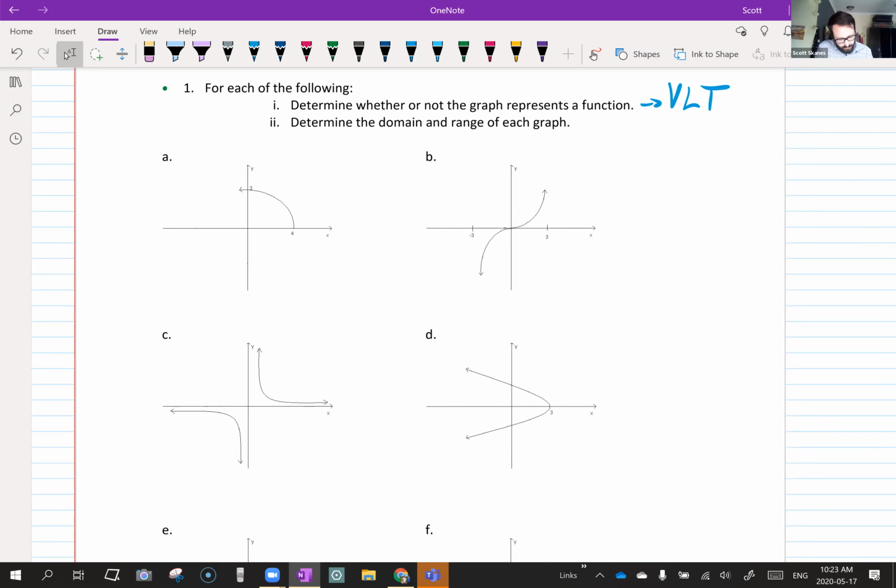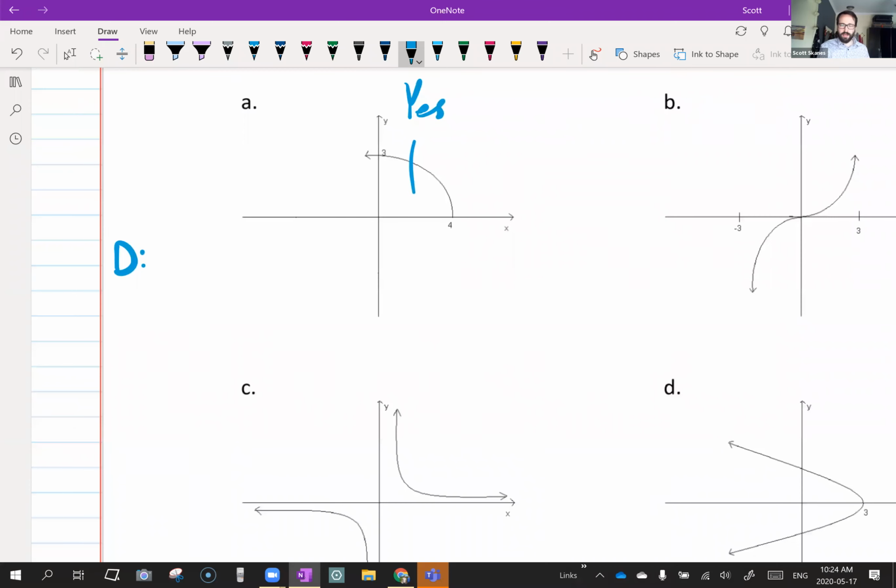Okay. First of all, determine whether or not the graph represents a function. So I'm going to just write yes or no for that. So this one, yes, it's a function because it passes the VLT, the vertical line test. The domain of this, let's talk about it. What are all the possible x values? Well, in this case, the maximum x value is 4, and it looks like it goes on forever to the left. So in this case, x must be less than or equal to 4, and that would be enough.